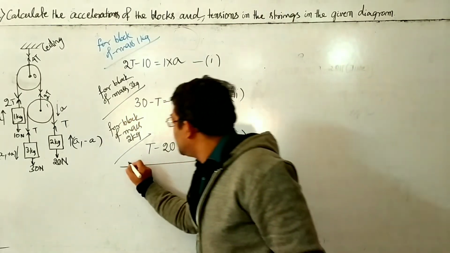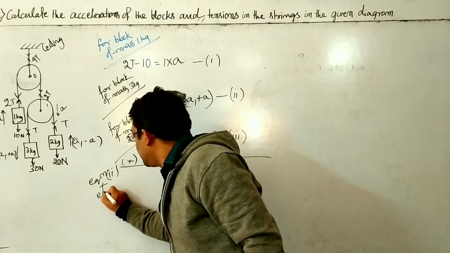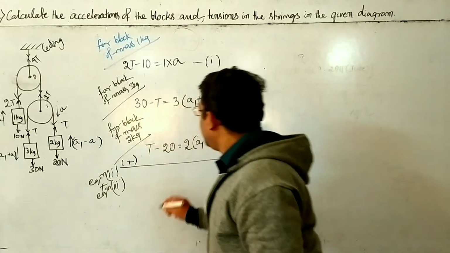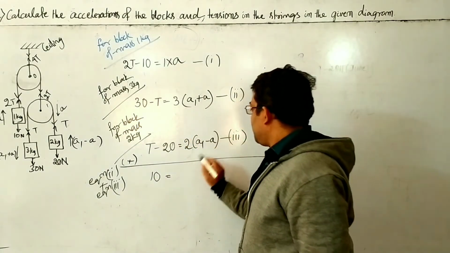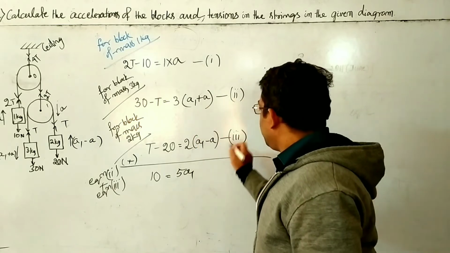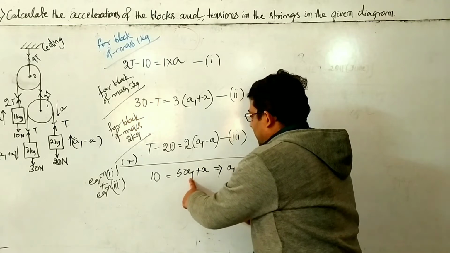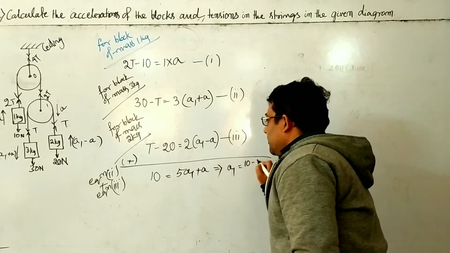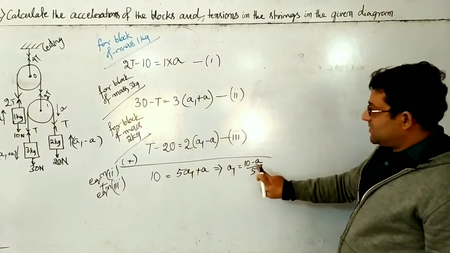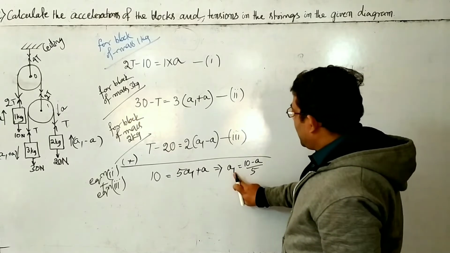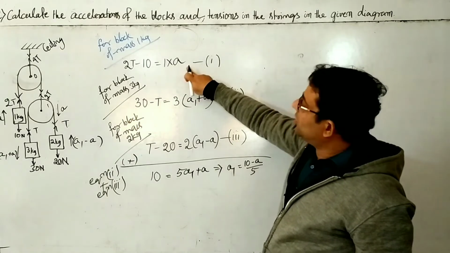You just add equation 2 plus equation 3. Then plus T minus T will get cancelled. 30 minus 20 is 10, which is equal to 3A1 plus 2A1, that is 5A1, and 3A minus 2A, that is plus A, right? This implies that A1 is equal to 10 minus A divided by 5. We got A1 in terms of A. Now if we substitute A1 in terms of A in any one of the equations, we can find out T and A, right?